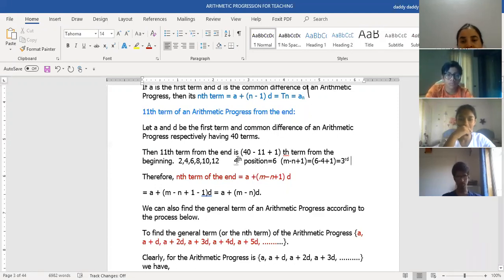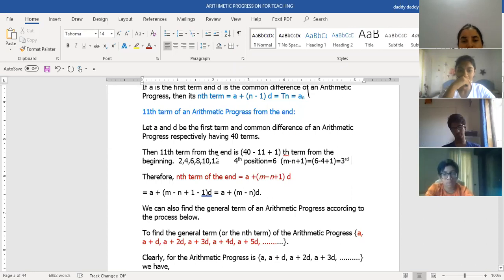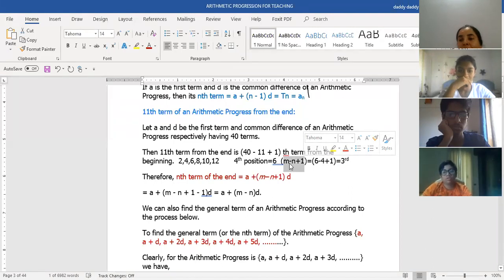So basically the fourth position from the end is nothing but third position from the beginning. Let's see. 1, 2, 3. And from the end, 1, 2, 3, 4. So to find out from the beginning what is the position of this number which is sitting at the fourth position from the end, this is the formula to calculate, where m is your number of terms which are there in the series and n is that position of number which has been asked in the question, that is from the end. Are you getting what I'm saying, children?